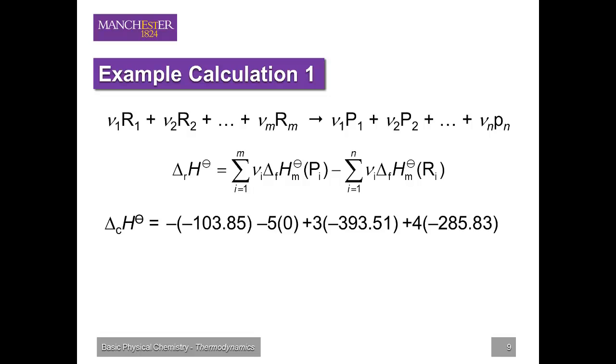So this is exactly the same calculation as we had before: minus the enthalpy of formation of propane, minus 5 times the enthalpy of formation of oxygen, plus 3 times the enthalpy of formation of carbon dioxide, plus 4 times the enthalpy of formation of water. In actual fact, both of these methods are identical, it's just a slightly different way of approaching the problem.